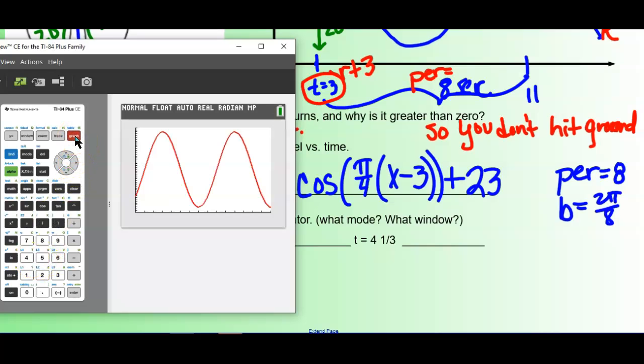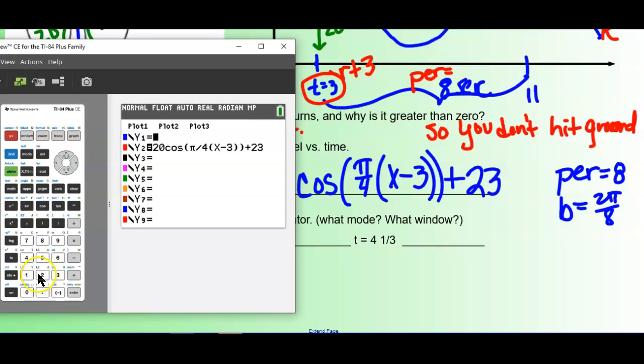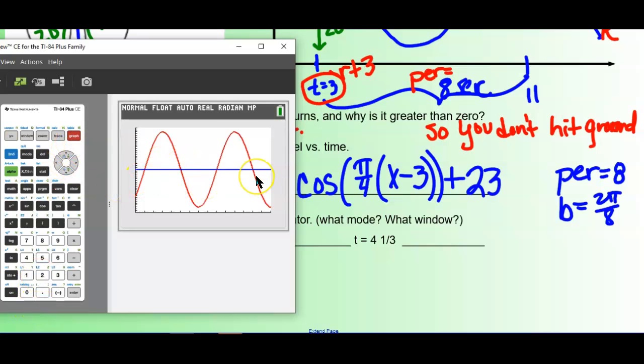All right, I'm going to graph it. So this is his ride. So we need to check if that's right. I'm going to go trace 3. At 3 seconds in, he's supposed to be 43 feet in the air. Bingo. It works, okay? If you wanted to graph the line 23, just to see that that's the midline, you sure could.